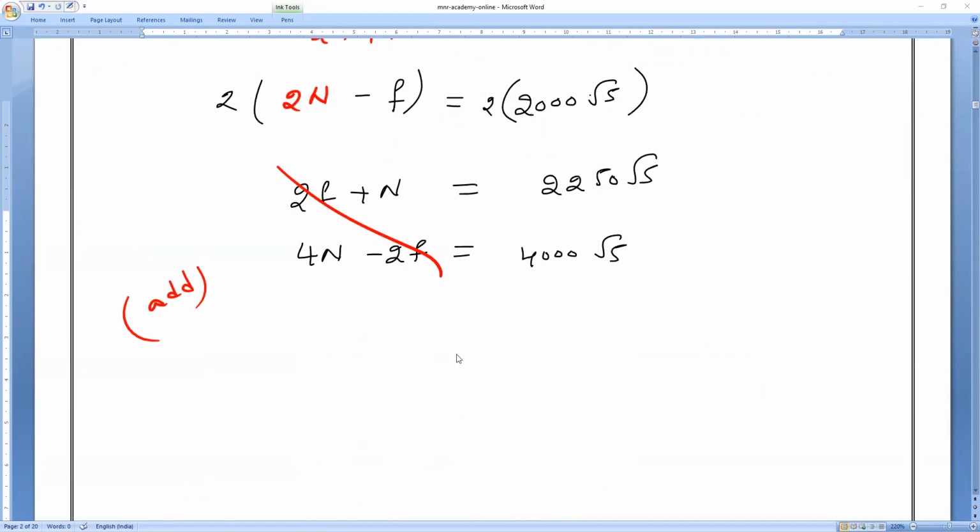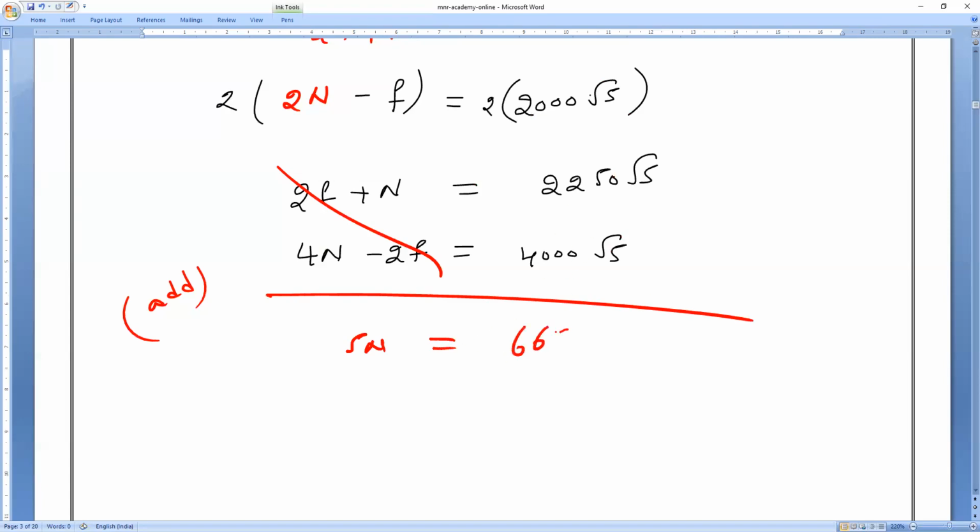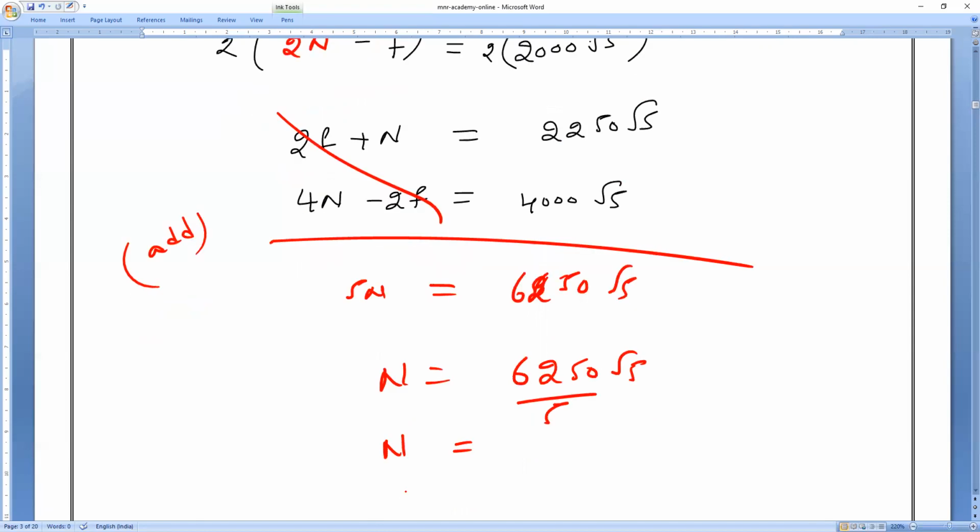So what will happen now? 5N is equal to 2250 plus 4000, which is 6250 root 5. So N is equal to 6250 root 5 divided by 5. What is the N value? 6250 divided by 5 gives 1250 root 5.